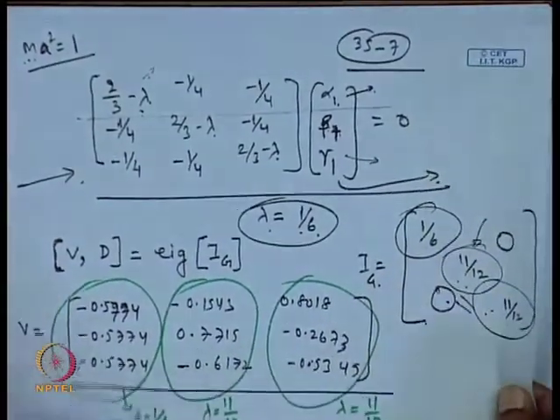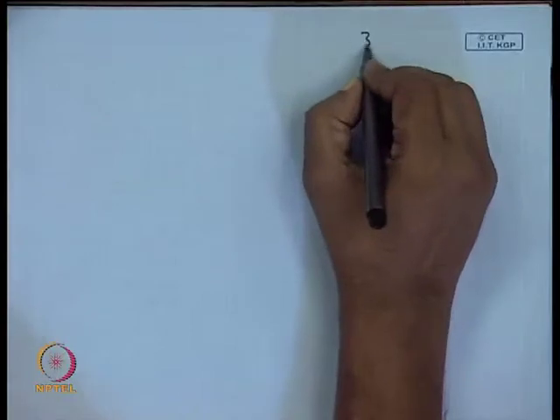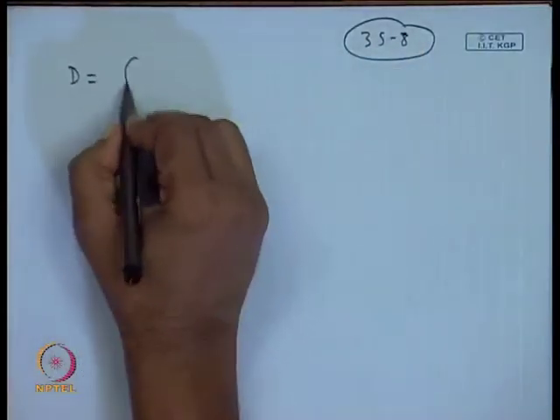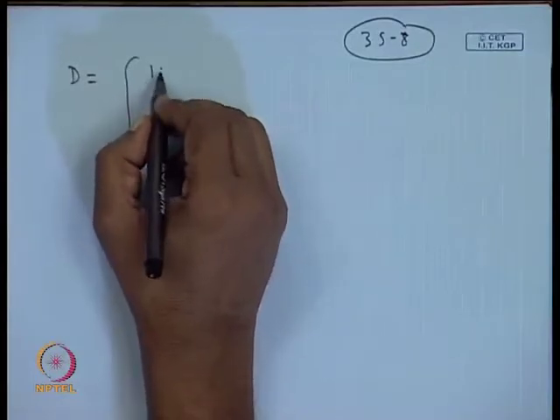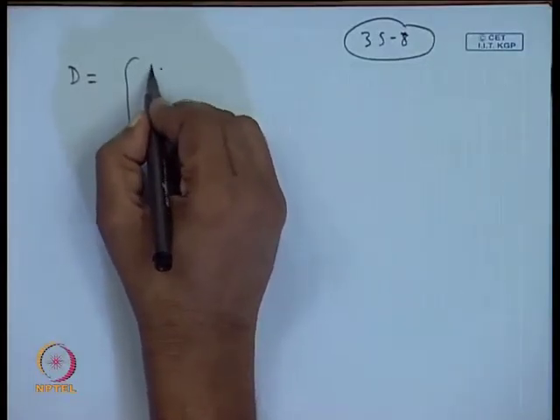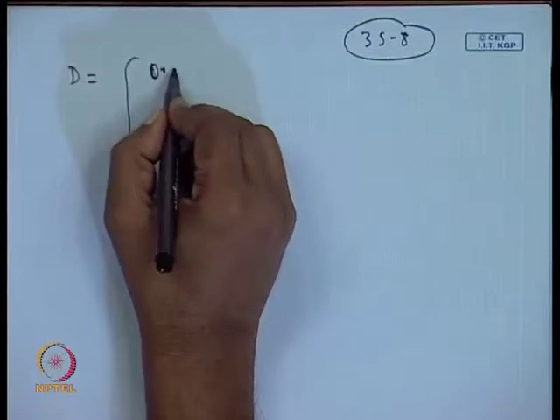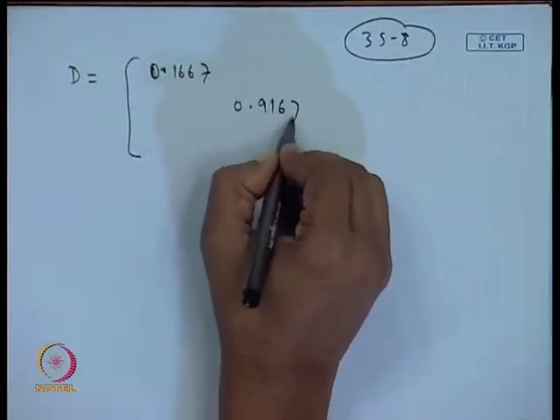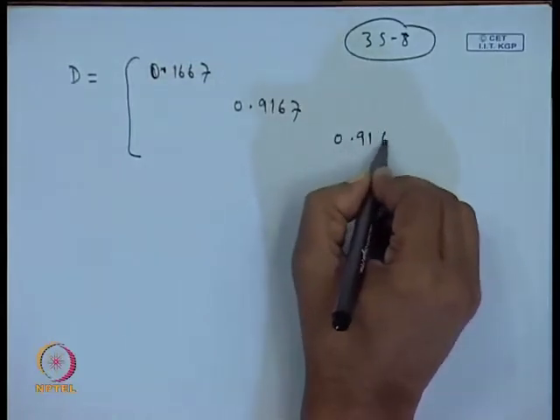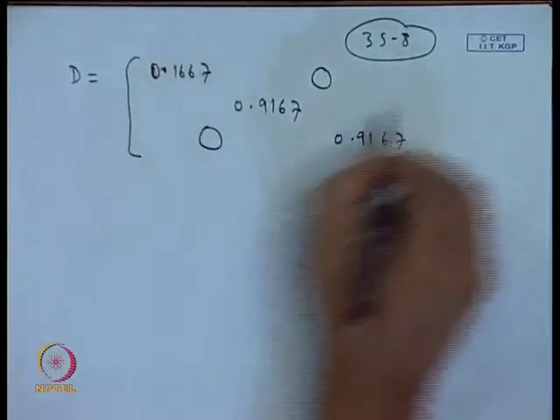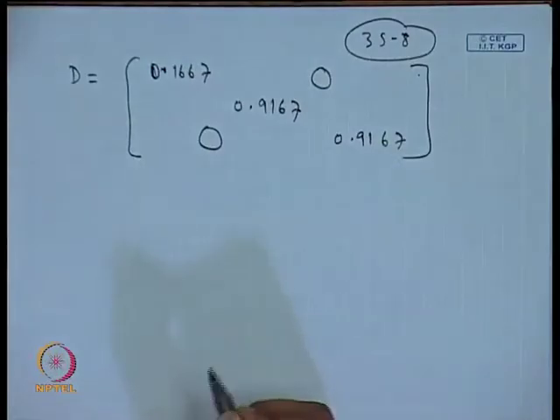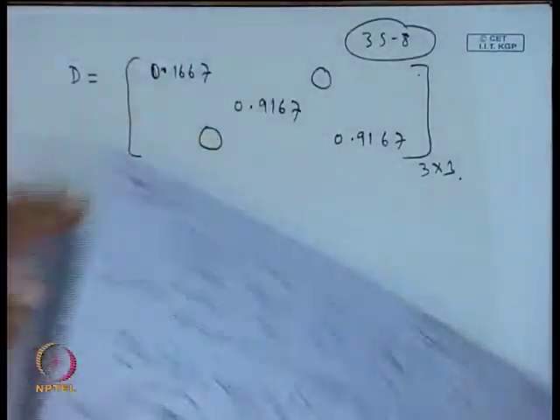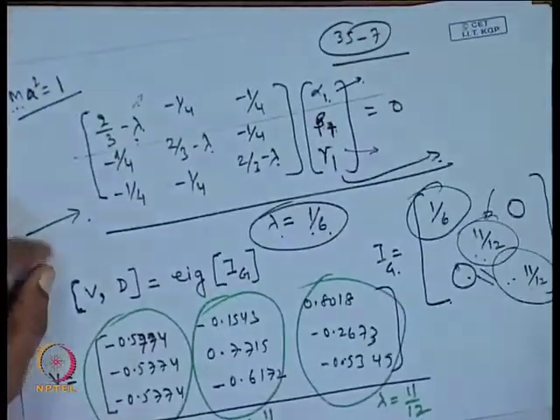And MATLAB will give another output, that will be D, and you will find D to be 1/6. Instead of 1/6 it will list it as 0.1667, the off diagonal terms being 0. Okay, this is a 3 by 3 matrix. So, you get the eigenvalues simultaneously by using this command.